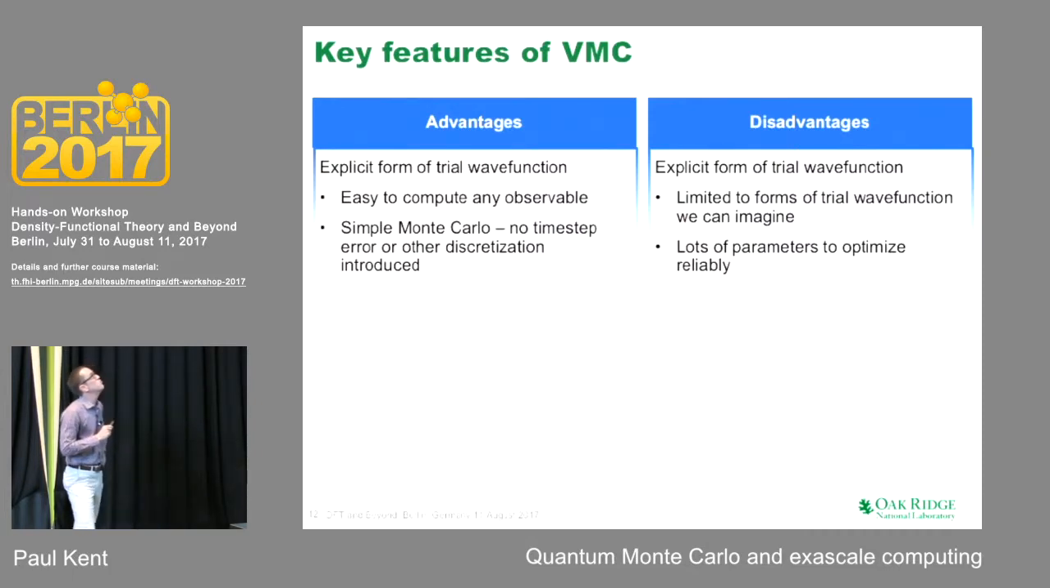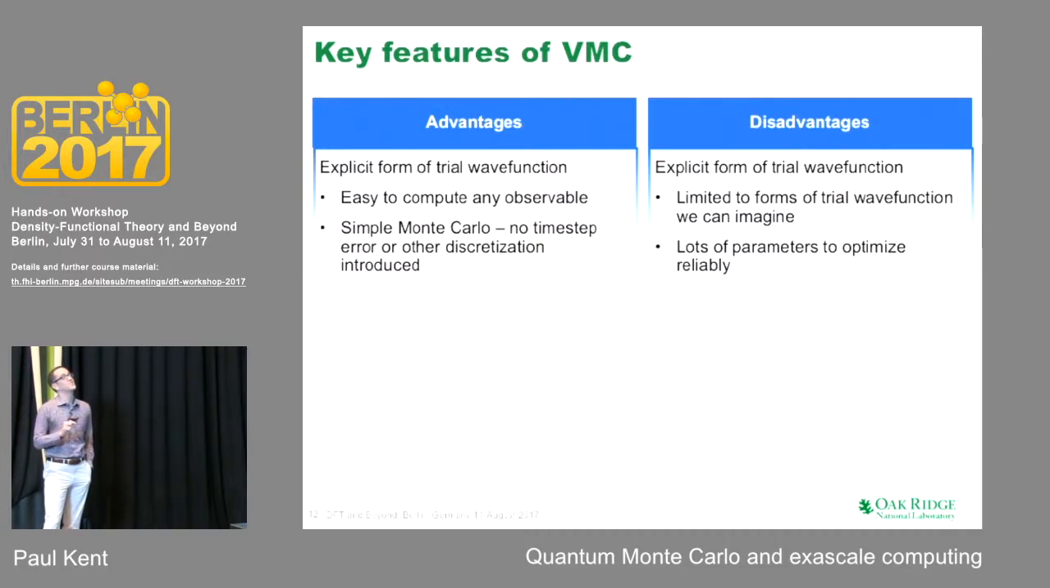Let's just review what we've got here. What are the advantages of this method, particularly as compared to the method I'm going to show you next? Well, we have an explicit form of the trial wave function. This is actually very useful. It makes it relatively easy to compute any observable, because we can just do the integral. And we can also do very simple Monte Carlo, so there's no other discretization or errors here.